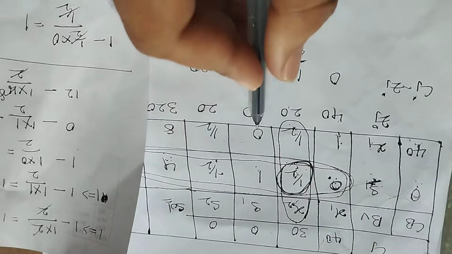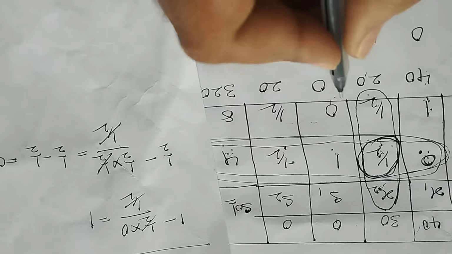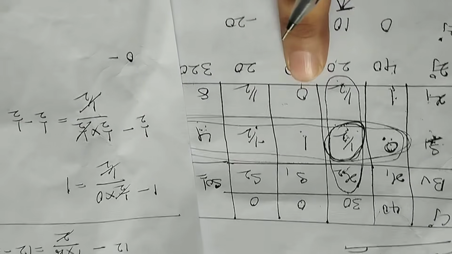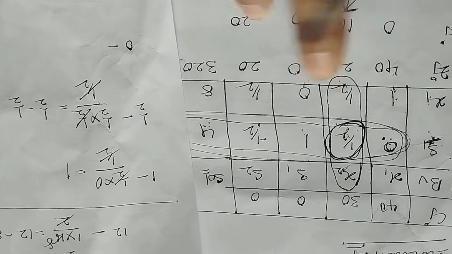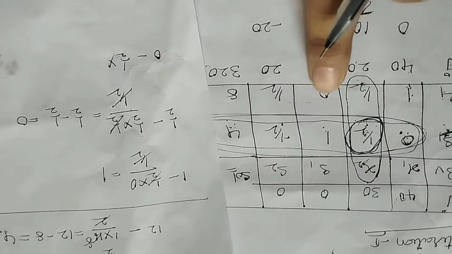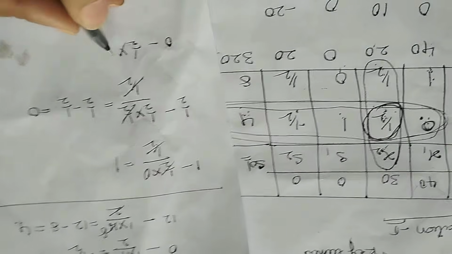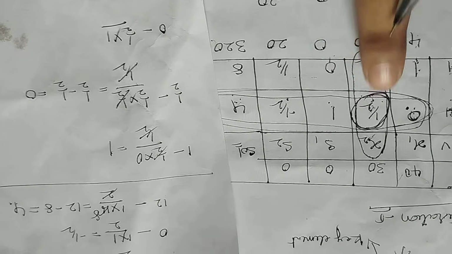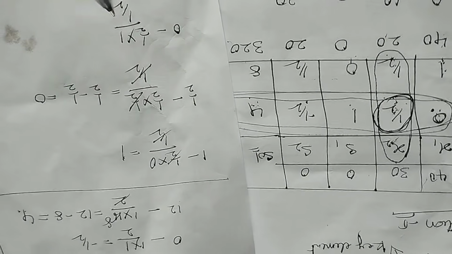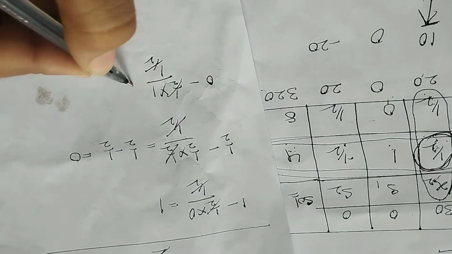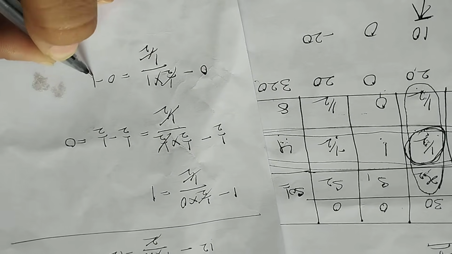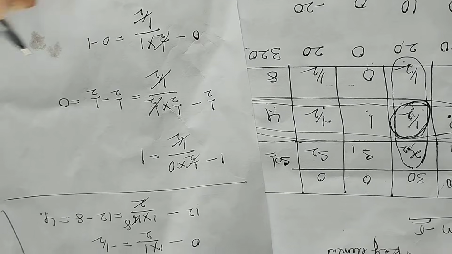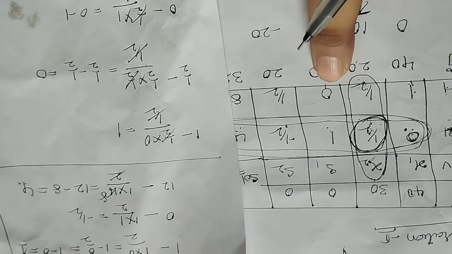Next value is 0 minus the corresponding key column value 1 by 2 into the corresponding key row value 1, divided by the key element 1 by 2. The 1 by 2 cancels, that is equal to 0 minus 1, which is minus 1. Here instead of 0 what should be written? Minus 1. Instead of 0 we should write minus 1.